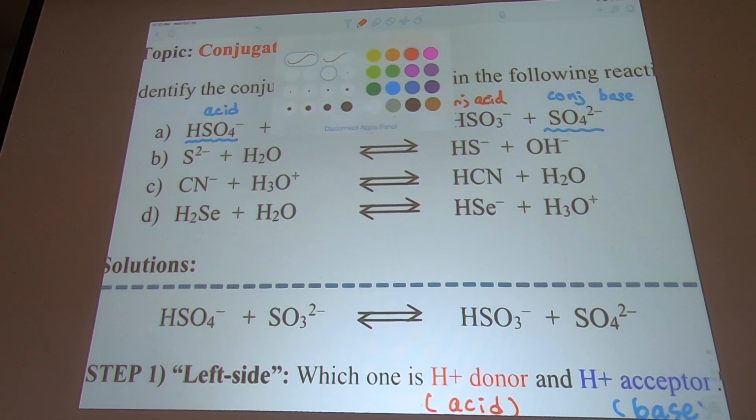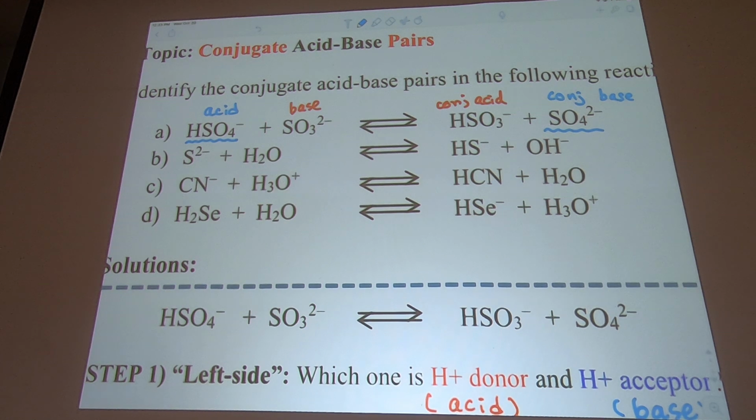Right. So I can just focus on the one, which is this one too, S2 minus. Yeah, here. So what happened to the S2 minus? In this case they are the one who accepts the H plus. So this is actually the base. Right? And this is their conjugate acid. The water is now an acid because it lost the H plus, became OH minus. So this is an acid, and this is their conjugate base.